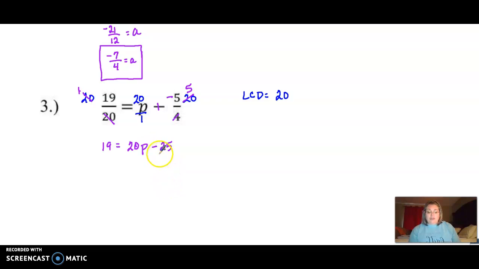And then when we solve, we'll add 25 to both sides. When we add 25 to 19, we get 44 is equal to 20p. When we divide by our 20, we get 44 over 20, but hopefully you recognize that that does reduce. 4 goes into both of those. 4 goes into 44 11 times, and 4 goes into 20 5 times. So 11 over 5 is our p-value.